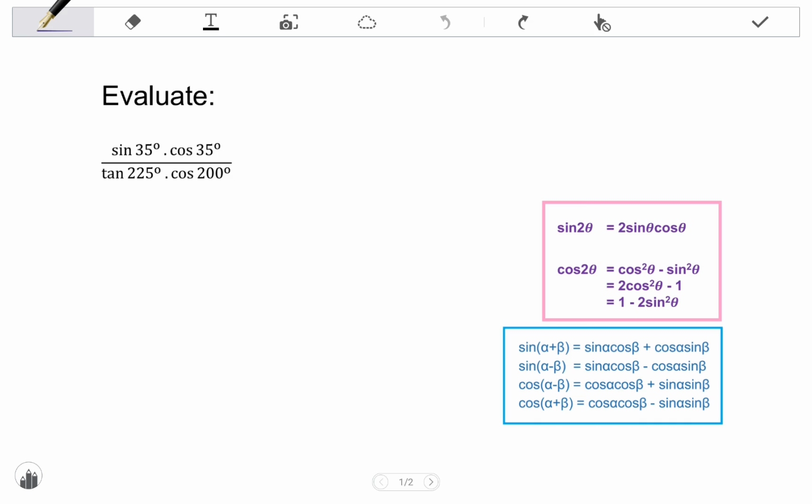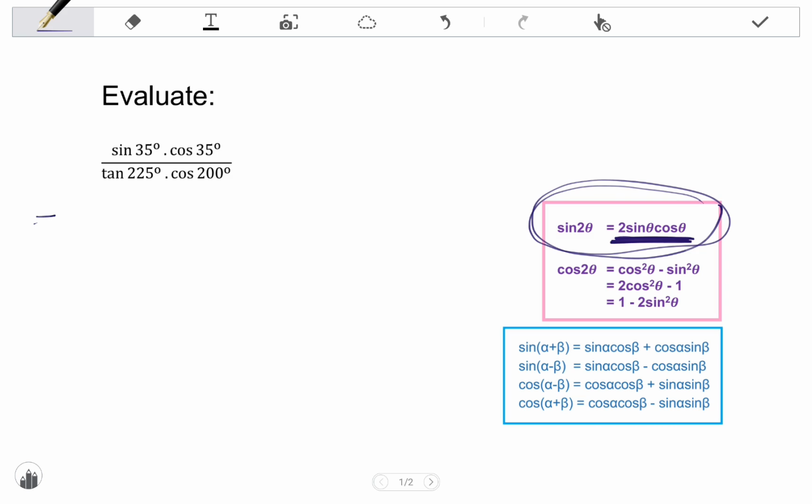If we look at this carefully, in the numerator I have sine 35 degrees times cos 35 degrees. Now that looks like the sine double angle. The right hand side has a product of a sine angle times cos of the same angle, which is what I have there. The only thing that's missing is the coefficient 2. But as in previous examples, we can insert the 2 if we also multiply by a half, because a half times a 2 is 1, so we're not changing the value of the expression.